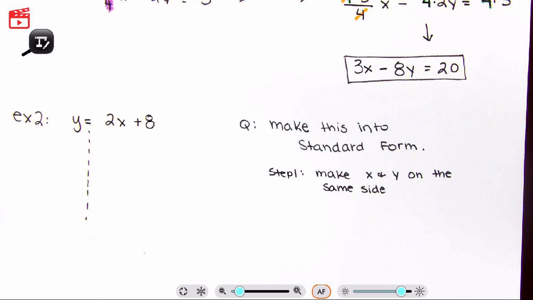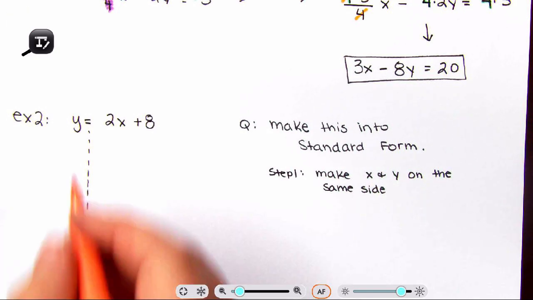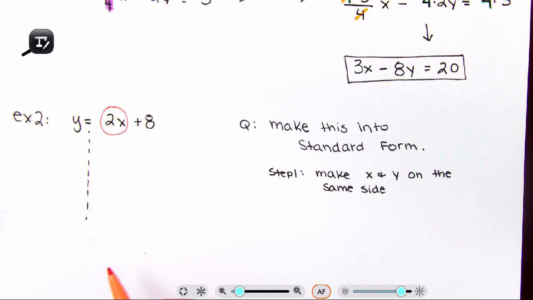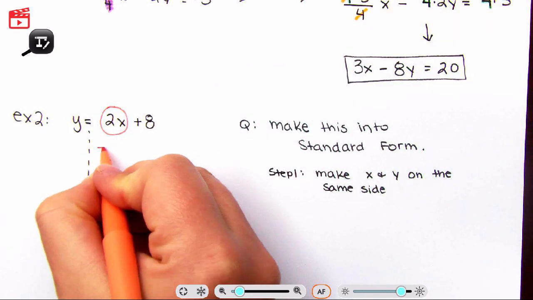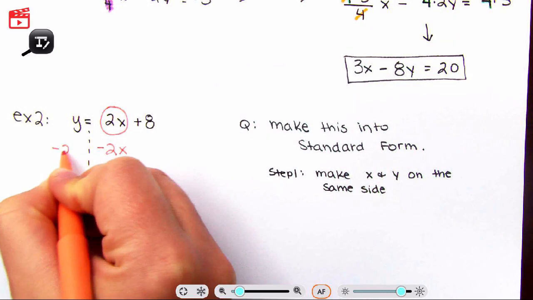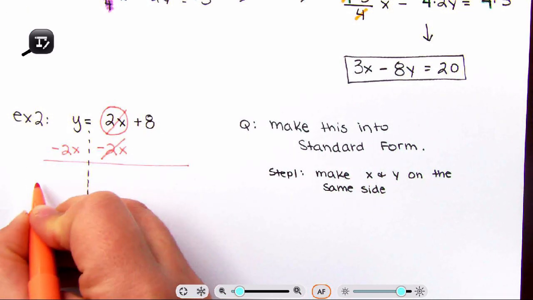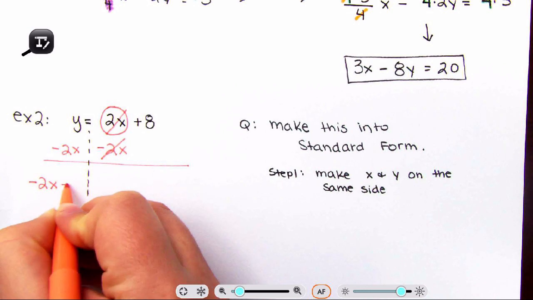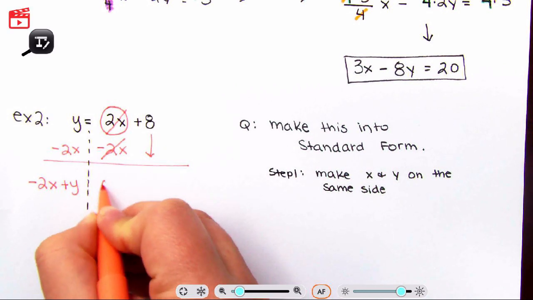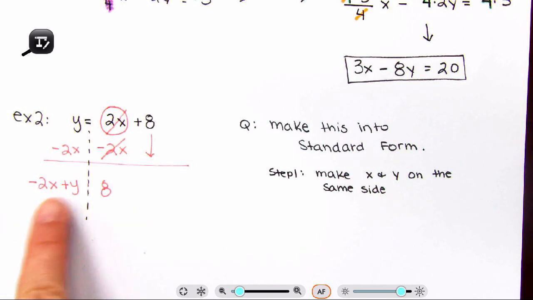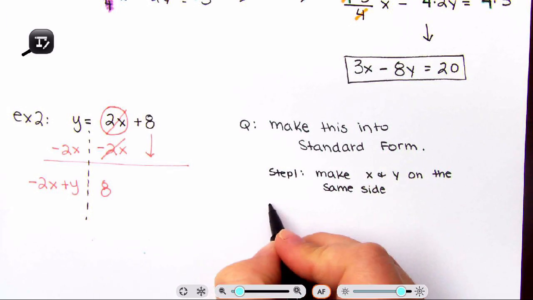Once we have that on the same side, then we can focus that the constant, just the numeric, is on the other side. So I have y here. I'm going to move 2x. Now 2x is a positive bubble, so I'm going to undo that by making it a negative bubble. Positive bubble, negative, go away. So now I have negative 2x plus y, bring down the 8. So what do I have? I have x and y on the same side, 8 on the other side. So far, so good.